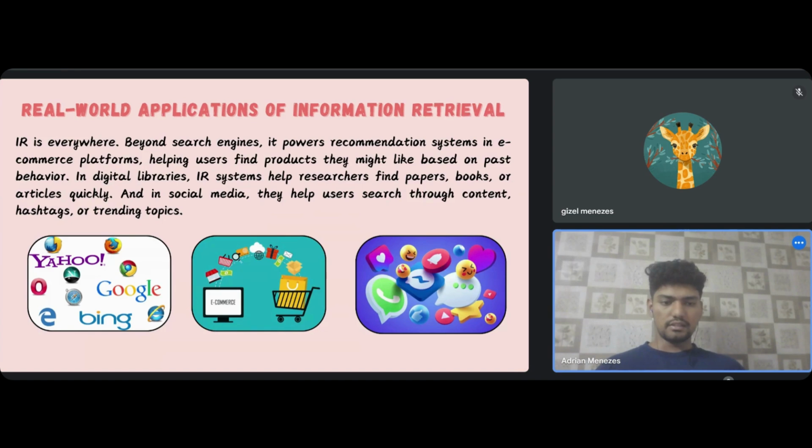Digital libraries. Researchers use IR to find academic papers, articles, and books efficiently. Social media. IR enables users to search for content, hashtags, and trending topics, making social platforms more navigable. These applications illustrate how IR systems shape our interactions across different digital spaces and how useful they are in the real world.